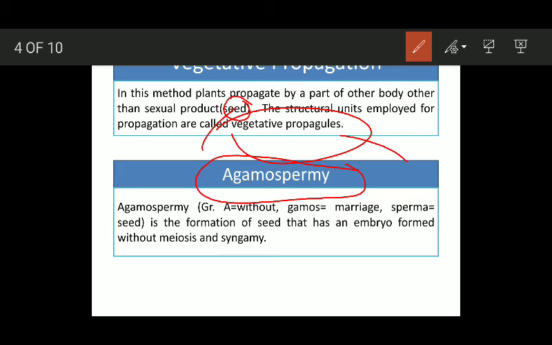So agamospermy can be defined as the formation of a seed containing an embryo formed without meiosis and syngamy. याद रखना, this is very much important. Agamospermy means formation of seed that has an embryo, and that embryo has formed without meiosis and syngamy.